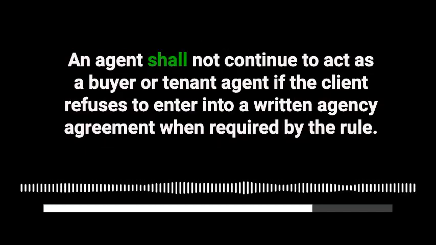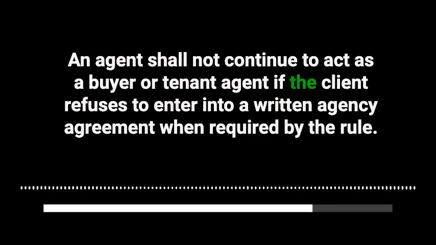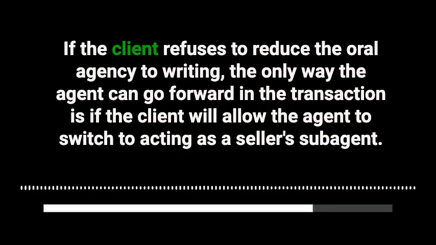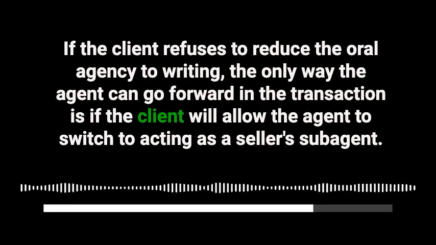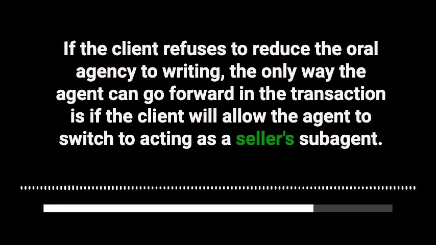An agent shall not continue to act as a buyer or tenant agent if the client refuses to enter into a written agency agreement when required by the rule. If the client refuses to reduce the oral agency to writing, the only way the agent can go forward in the transaction is if the client will allow the agent to switch to acting as a seller's subagent. This change must be agreeable to the seller as well as the buyer.